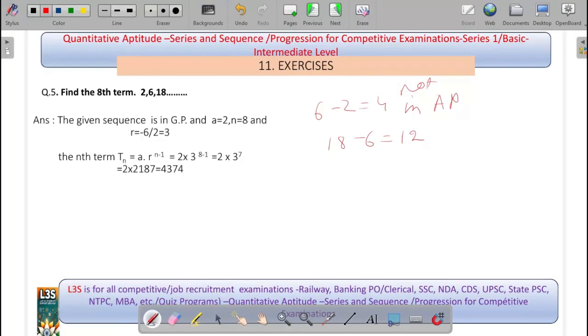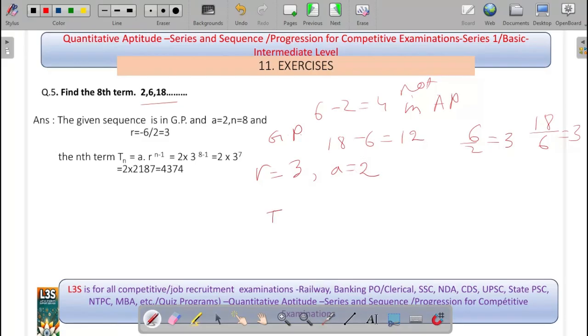Now if we see the ratio, 6 by 2 is equal to 3, 18 by 6 equal to 3. So it is in GP, geometric progression. And what is the common ratio? 6 by 2, 3. A is equal to 2. Now we have to find out the 8th term.